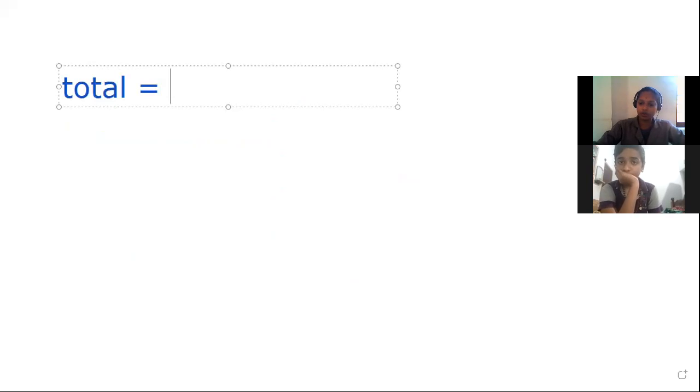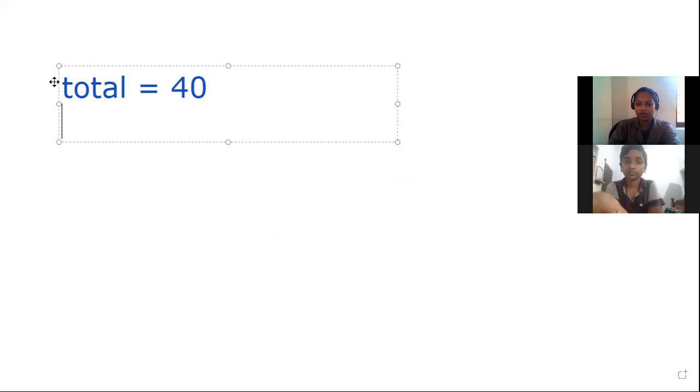Total number of students is 40. Out of these 40 students, what is the percentage of students who like to play football? 25%. So first of all, we have to calculate 25% of 40.